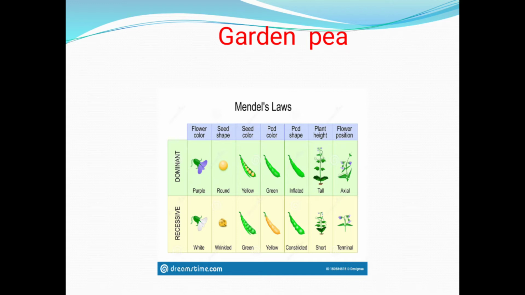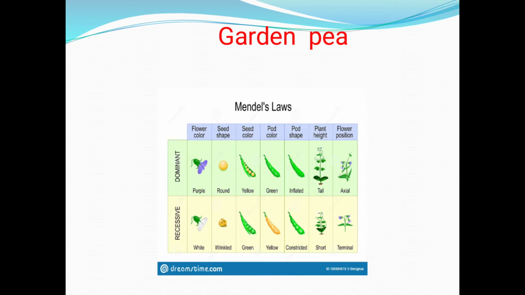Here we can see a picture of garden pea, the plant on which Mendel experimented. In the picture, there are 7 characters given: flower color, seed shape, seed color, pod shape, plant height, and flower position. Every character here is present in 2 alternating forms. Like flower color is present in 2 varieties. One is purple, another is white. Likewise, seed shape is present in 2 varieties. One is round, another is wrinkled.